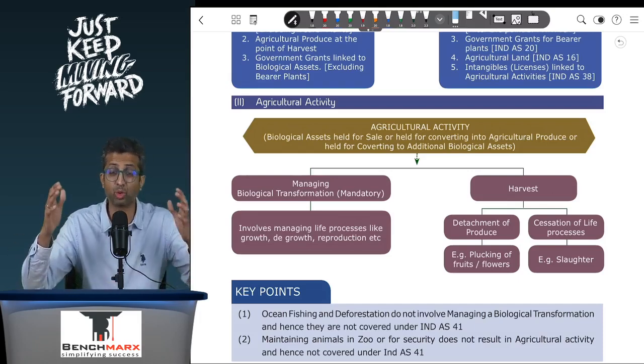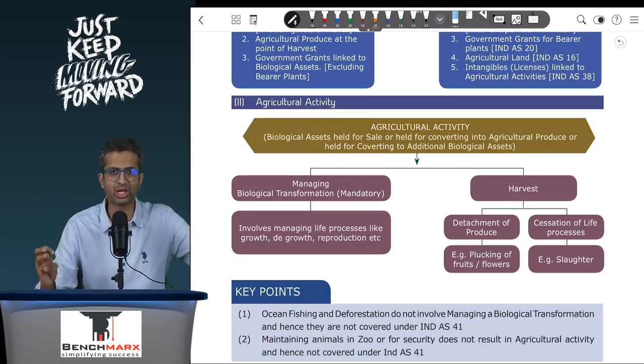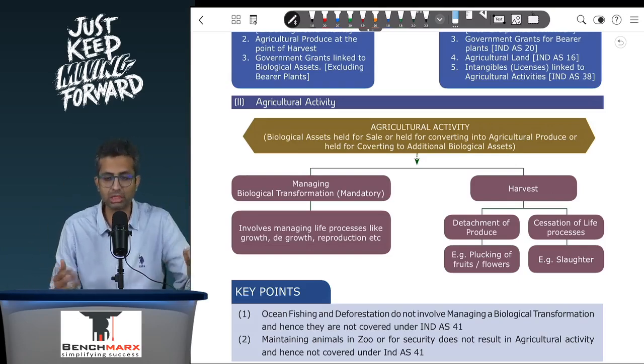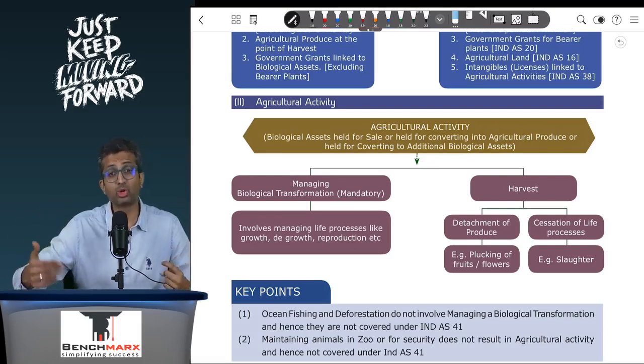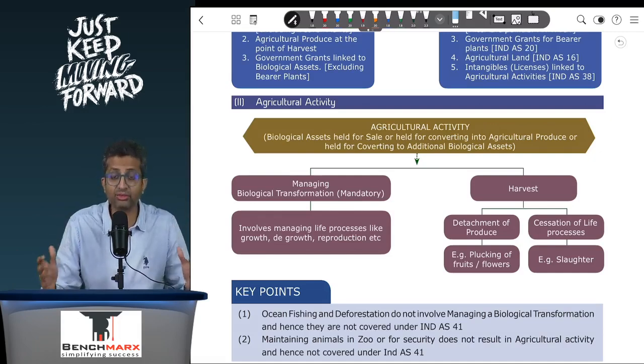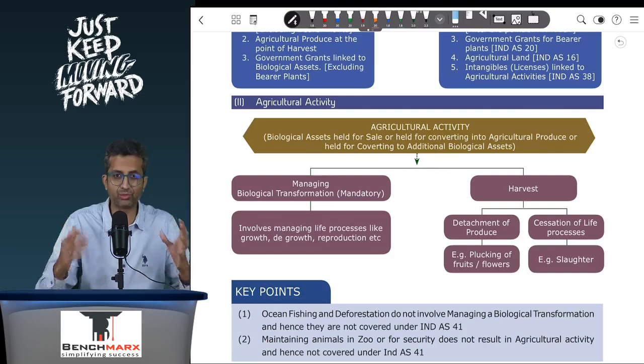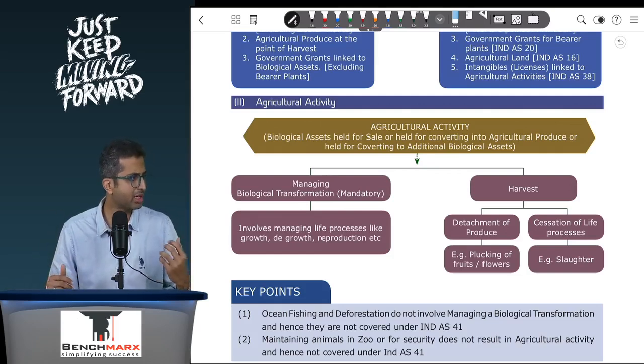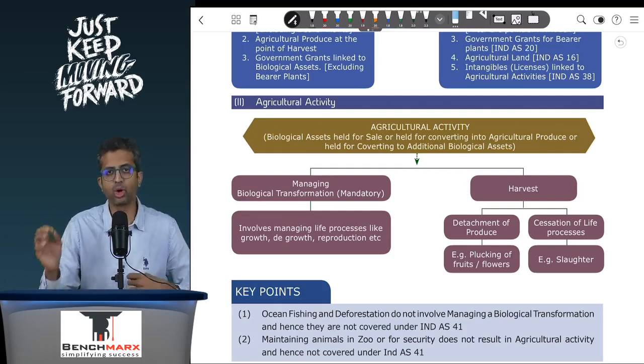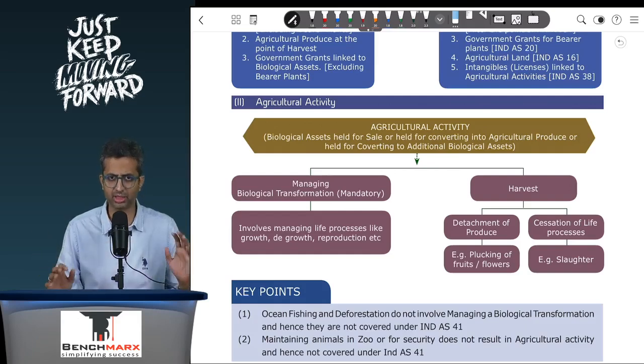For example, if you are a dairy farmer and you are having cows, you are not holding the cows for the purpose of sale. However, you are holding them for the purpose of converting into agricultural produce, let us say milk. So that is also agricultural activity, or for converting into additional biological assets. So you have, let us say, hens which you are holding so that you can make eggs, or you are having fish where you can breed, and on breeding, for example, you can have new fish. So all of these can be treated as a larger part of the agricultural activity.